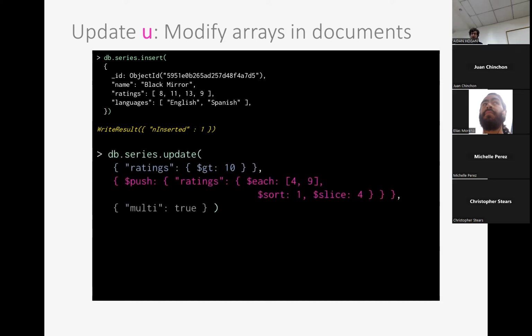So a more complex example where we're going to push a new value and then we're going to post-process the results. So what we're going to do is push into ratings. We're going to push in the values 4 and 9. So we're going to add 4 and 9 to the ratings array. Then we're going to sort in ascending order. And then we're going to slice 4. We're going to take the first 4 results. So what do we think will be the results, the array resulting from this?